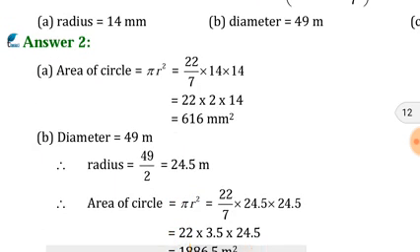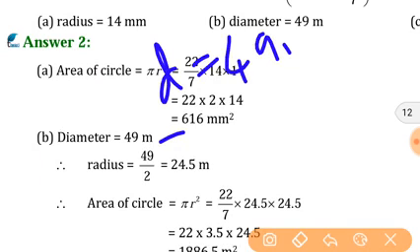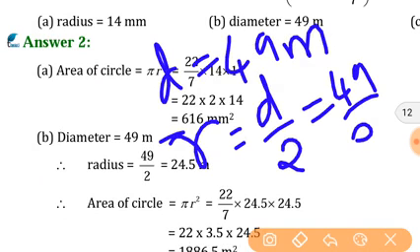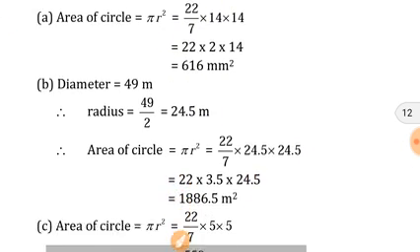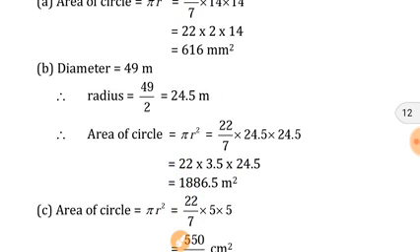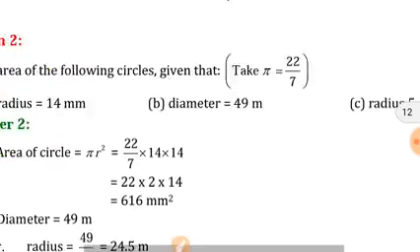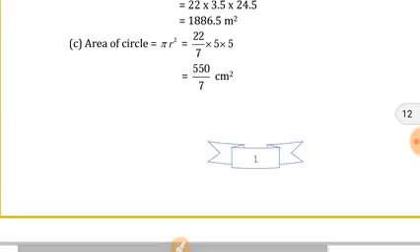Here the diameter is given, that means d is equal to 49 meter. Then the radius is d by 2, half of the diameter. So 49 by 2 meter, which is 24.5 meter. Substitute like this and you can solve for the area of the circle. The third one also has a radius of 5 centimeter, as in the first one.